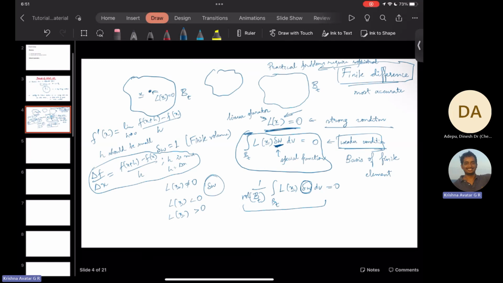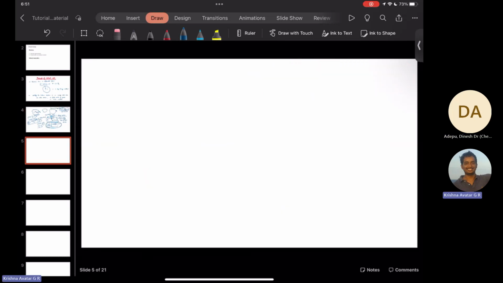So we were just here. In an average sense, we talked about in an average sense. This is the philosophy behind finite volume as well as finite element: we always satisfy the governing equations in an average sense over the entire domain.